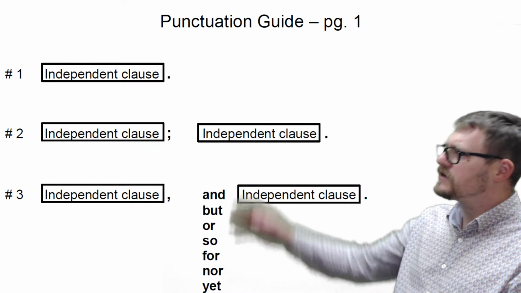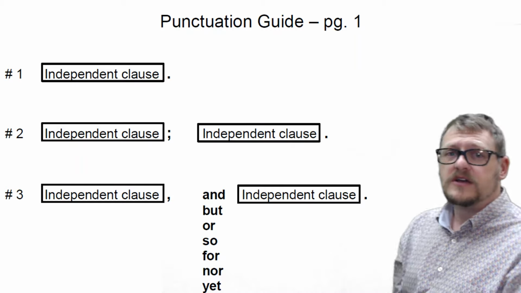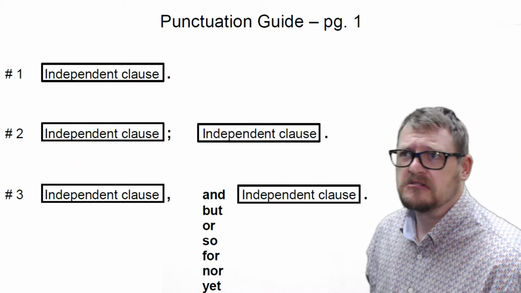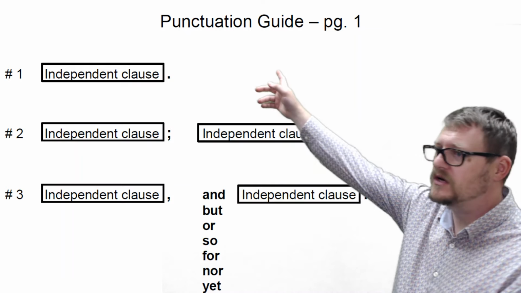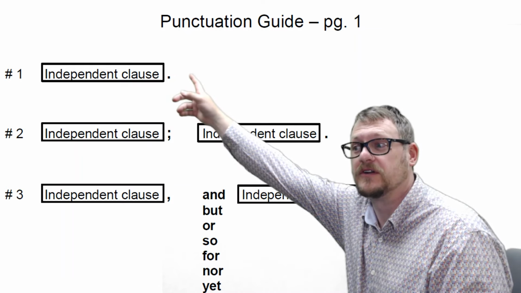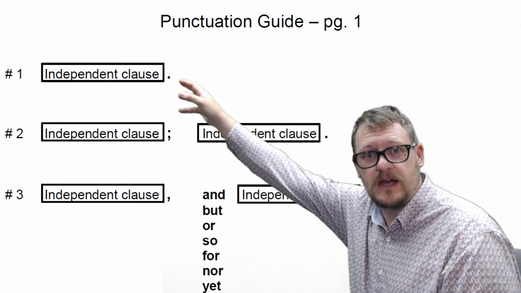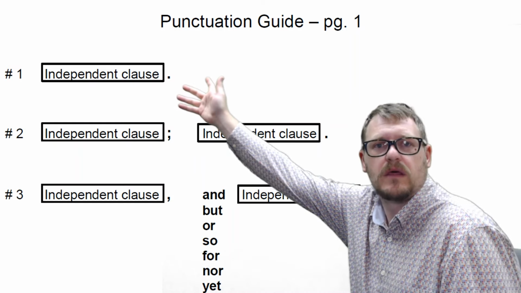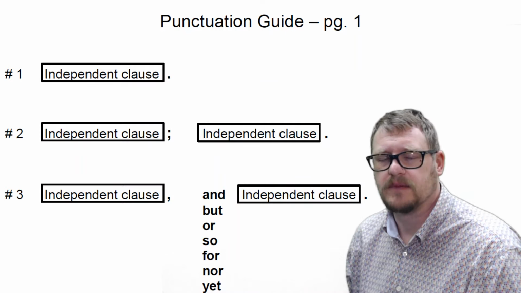We've got this very top one here, which is just your independent clause. So that is basically a complete sentence. And as you can see, it's got a box around it, showing that it is complete. And then how do we punctuate it? Just with the period at the end. So that's really your most basic type of sentence.